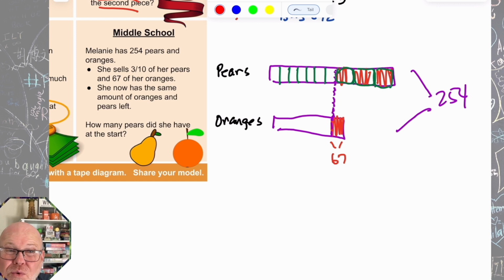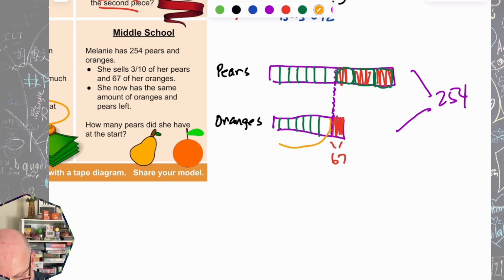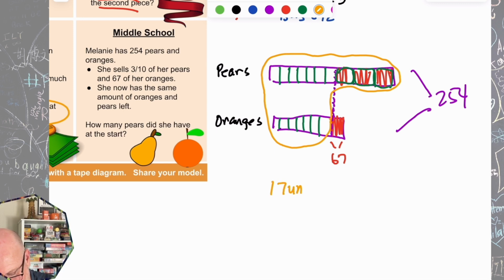So really, if you want to think about it, this is worth 7 units, just like the pears are. All right. So I'm going to pretend, and I'm going to just cut it into 7 pieces. 1, 2, 3, 4, 5, 6, 7. And then we have these extra 3. So we have 7 plus 7 plus 3. So that's 17 units. All right. So right here represents 17 units.